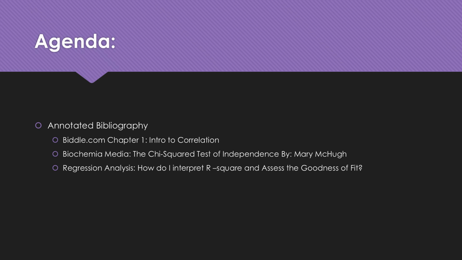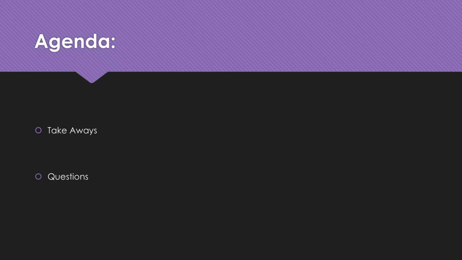Following these three tests, I will then discuss the annotated bibliography of Biddle.com Chapter 1, Intro to Correlation, Biochemia Media, the Chi-Square Test of Independence by Mary McCuff, and the regression analysis, How Do I Interpret R-Square and Assess the Goodness of Fit? Then we will discuss any takeaways and if there are any questions.